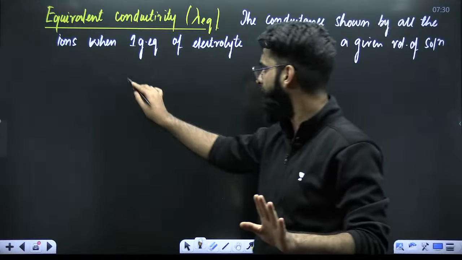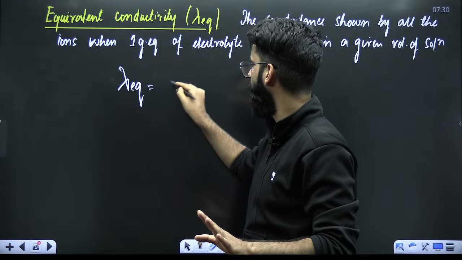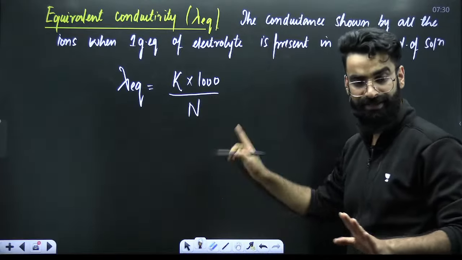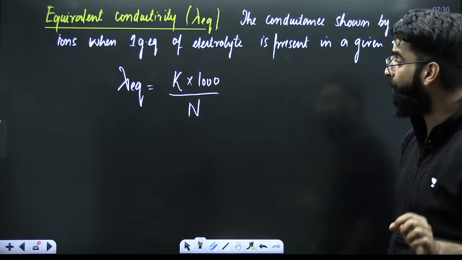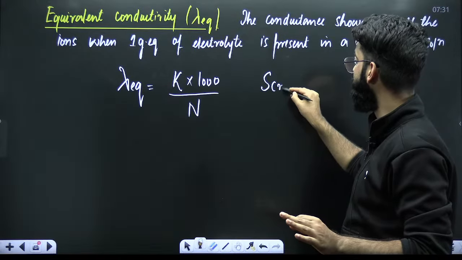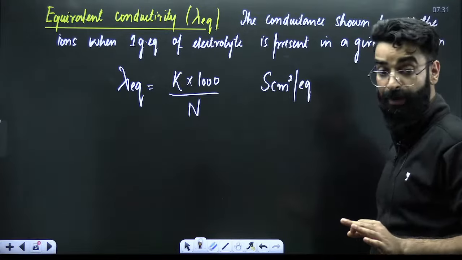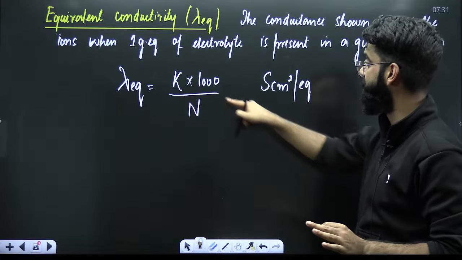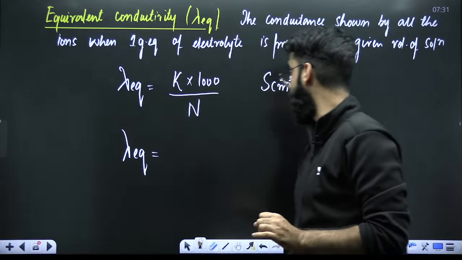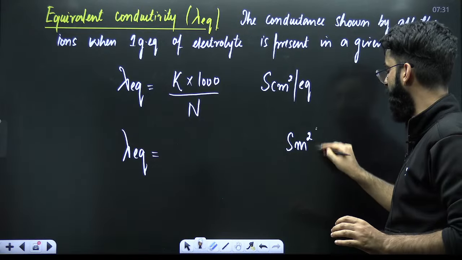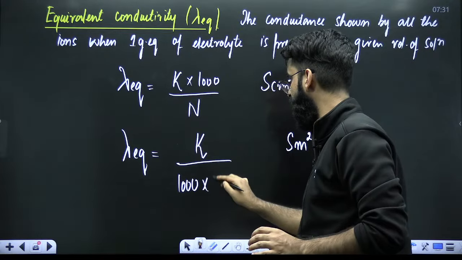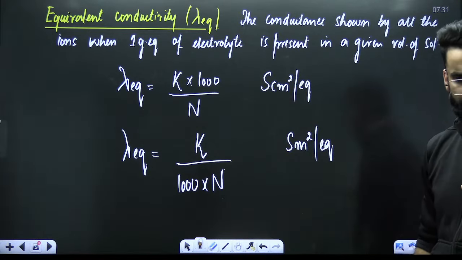That's it. Now, the point is, how do we calculate it? Lambda EQ, one of the results, is kappa multiplied by 1000 divided by normality. This is the equation which you will be using to calculate the equivalent conductivity in Siemens centimeter square per equivalent. But if you will have to calculate the equivalent conductivity in Siemens meter square per equivalent, what is the formula which you will be using? It's going to be kappa divided by 1000 multiplied by normality. Perfect. Correct.